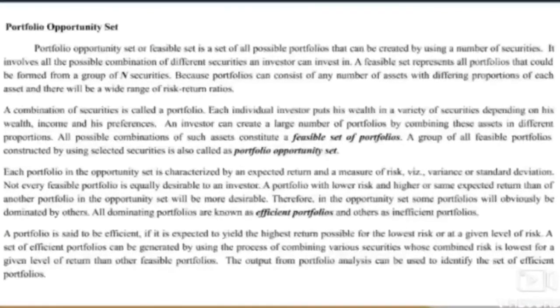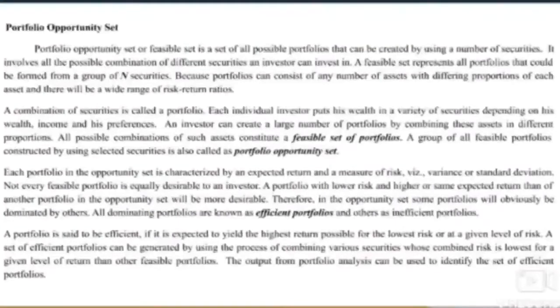That is, in the security analysis phase, we had identified different number of securities, and then in the portfolio analysis phase, we had combined these securities in different proportions and we had calculated the risk and return. So suppose we have created 10 portfolios with our given selected securities, then these 10 portfolios is known as portfolio opportunity set.